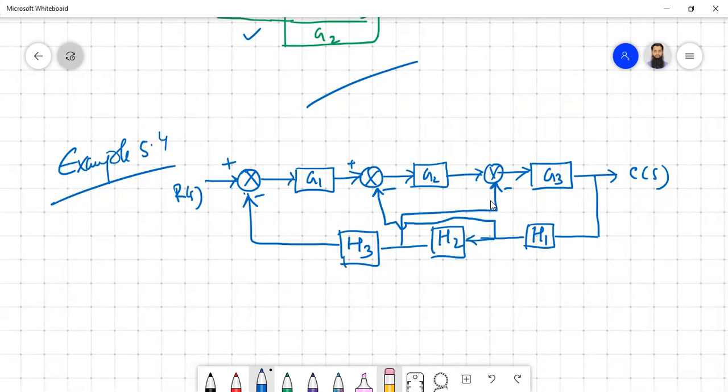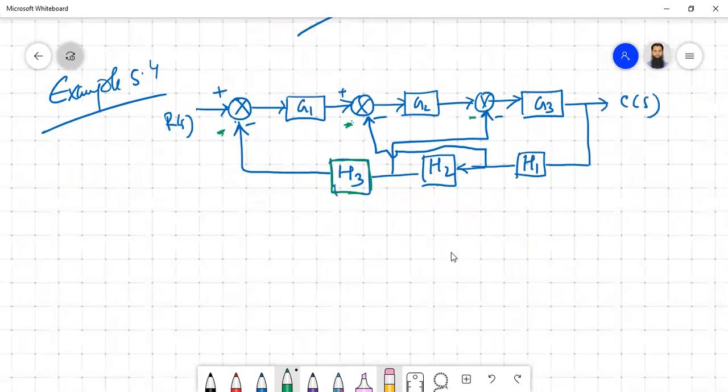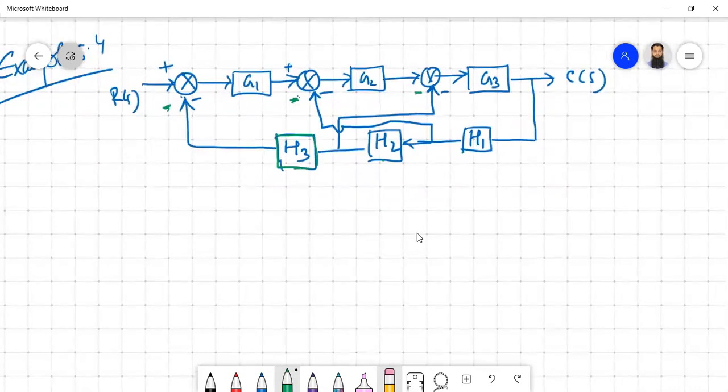What we can see here is that this summing junction only has a feedback from H1. This summing junction has a feedback from the multiplication of H1 and H2. And this third one has a multiplication of H1, H2, and H3. All the three blocks are fed back to that junction. So if you understand this idea, then you can easily separate them.